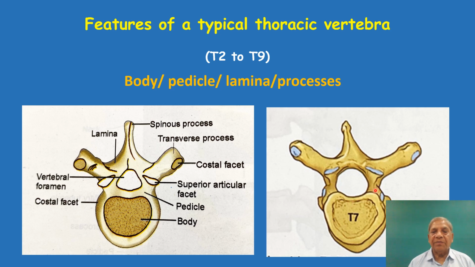Then talk about the pedicle. Pedicles are flattened from side to side. They are not rounded as we have seen in the case of the cervical, or as we will see in the case of the lumbar vertebrae, and they are quite weak. Then you come to the lamina. For the lamina of the typical thoracic vertebrae, you say that they are thicker.